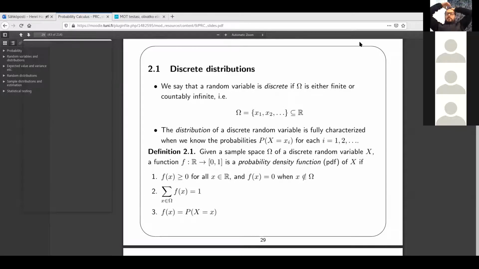The distribution of the discrete random variable is fully characterized when we know each value's probability. So if we know the probability of X being equal to x_i, the random variable getting the value x_i for each of these i from 1 onwards, it could be finite, it could be infinite, then we know what the distribution is, right? The distribution is nothing else but just knowing the probabilities. So we know the distribution if we know the probabilities of each of these points.